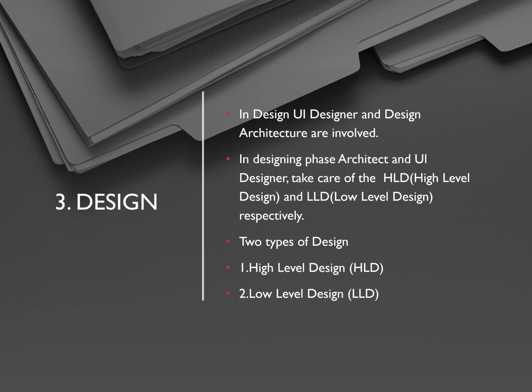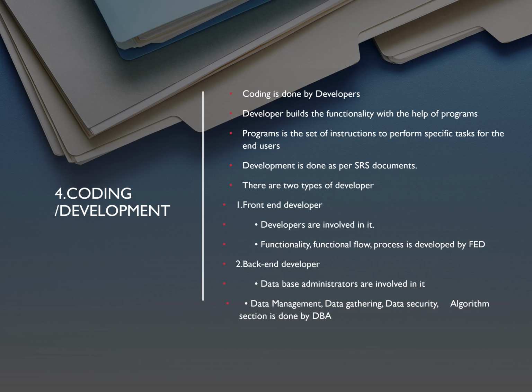So there are two types of design: high level design and low level design. In high level design, design architects are involved and they will prepare the high level design of our product. And next is low level design. In the low level design, the UI designer will be present and they will take care of the low level design of the product.